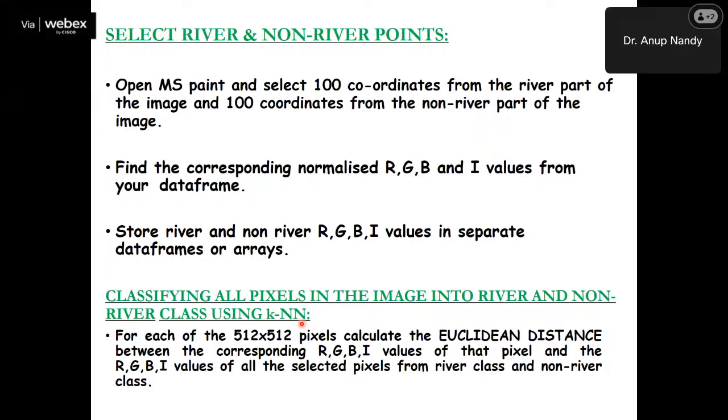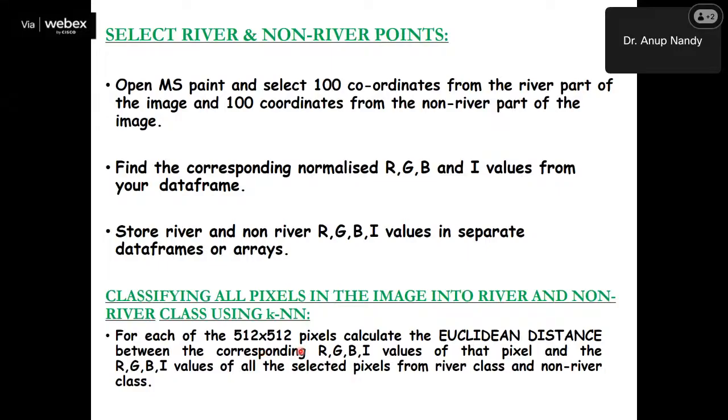Now you have to classify all pixels in the image into river and non-river using this KNN. Now for each of the 512 pixels, you have to calculate, what do you have to calculate? You have to calculate this Euclidean distance between the corresponding RGBI values of the pixel and the values.